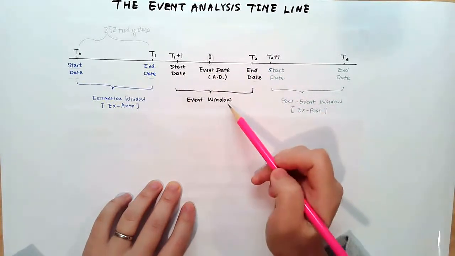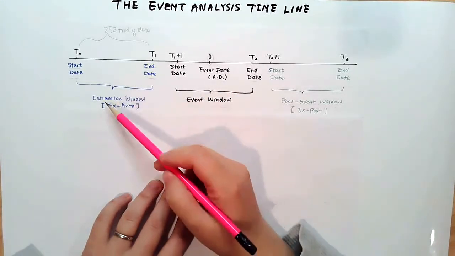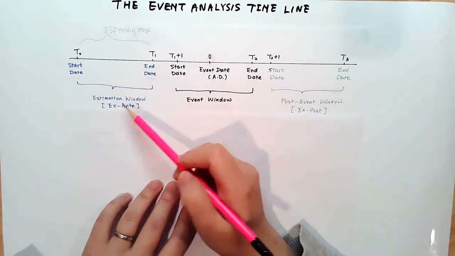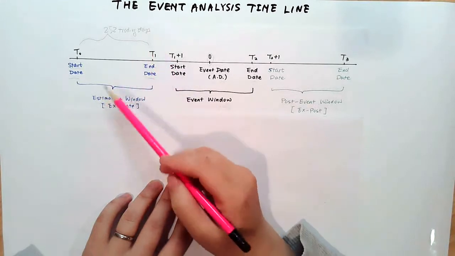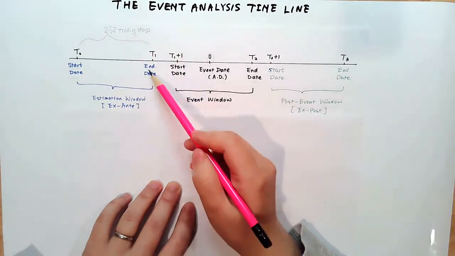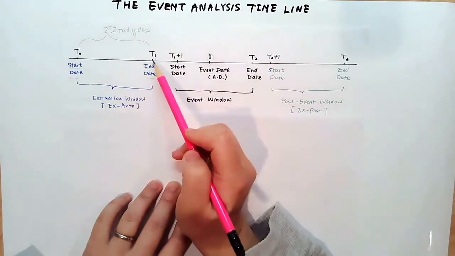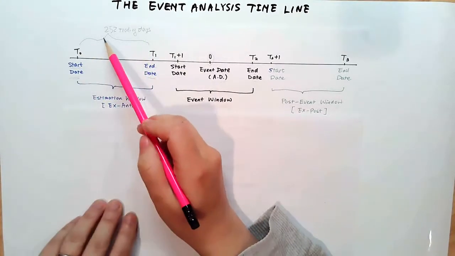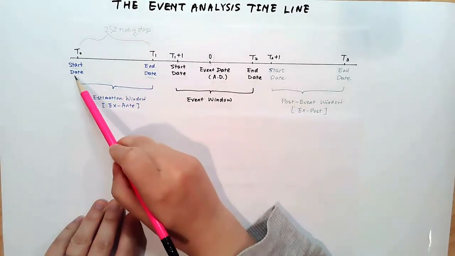Now, once you carve out the event window, you can start to establish the estimation window. Estimation window is where you're going to establish the normal trading pattern of the company that you're analyzing. So the length of the estimation window is usually 252 trading days. The estimation window usually ends 1 trading day prior to the start of the event window, and it will expand 252 trading days prior to the end date of the estimation window, which marks the start date.